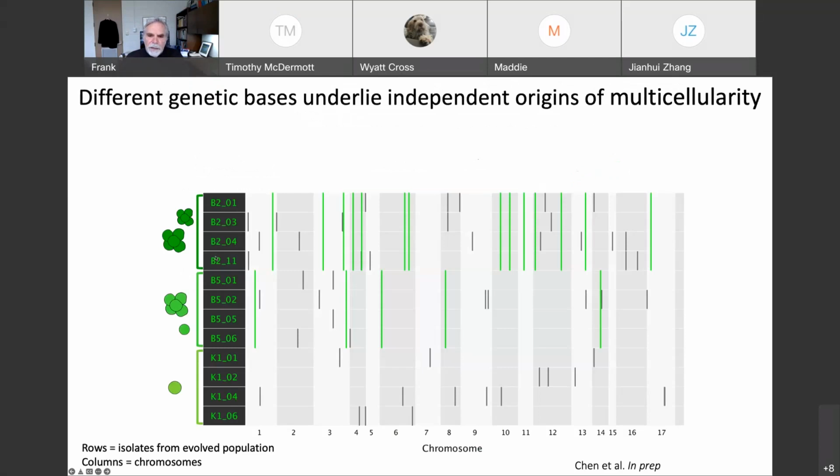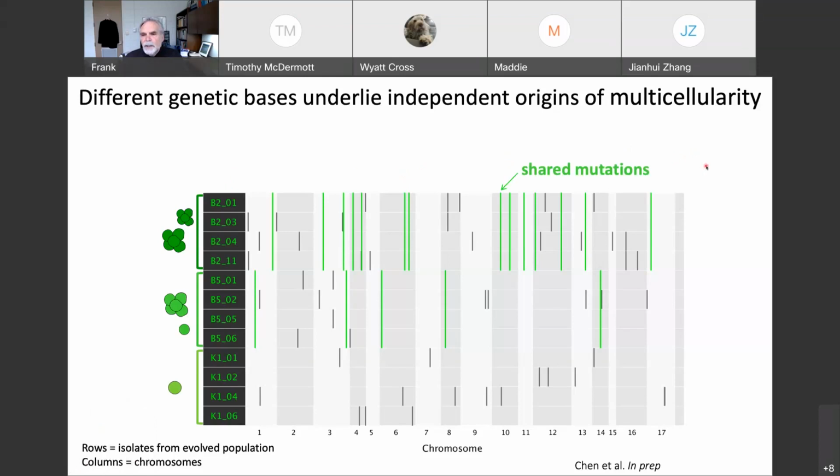So in this diagram, the rows are isolates from one of these evolved populations. So here are 4 independent isolates from the B2 population where we saw some instances of multicellularity. Same deal here, B5, and here from the K1 population are 4 independent isolates. In the columns are chromosomes. So this column represents chromosome 1, this column chromosome 6, this one chromosome 10, and there's chromosome 17.